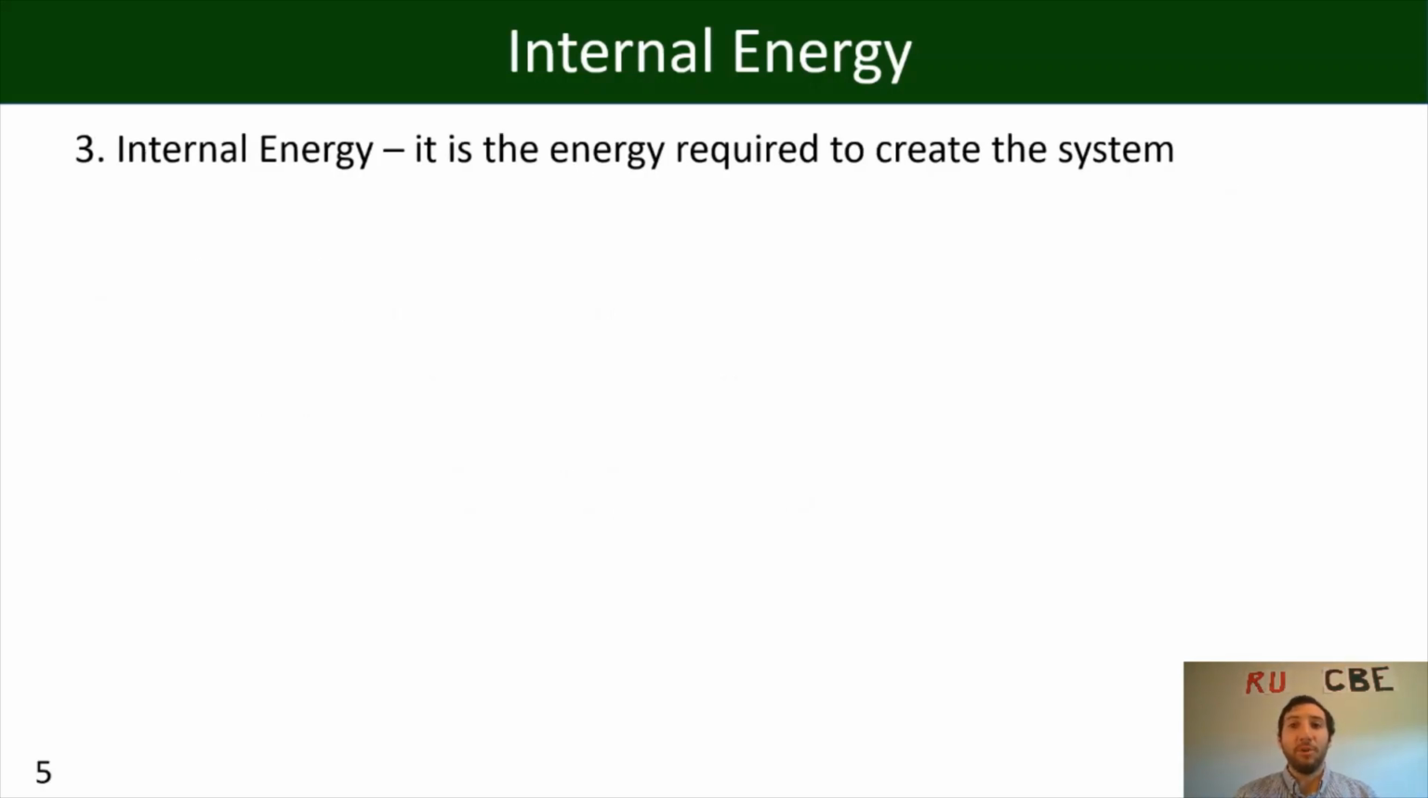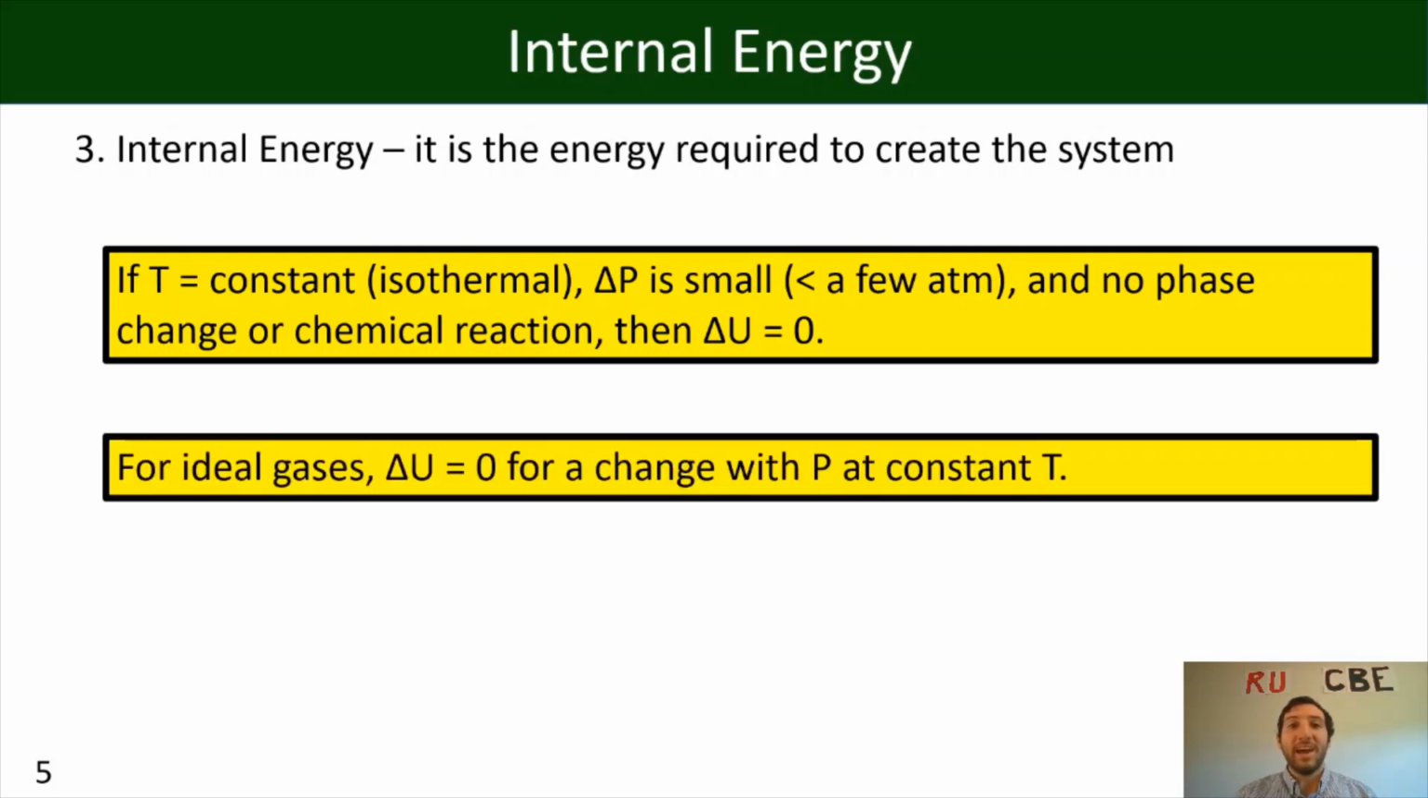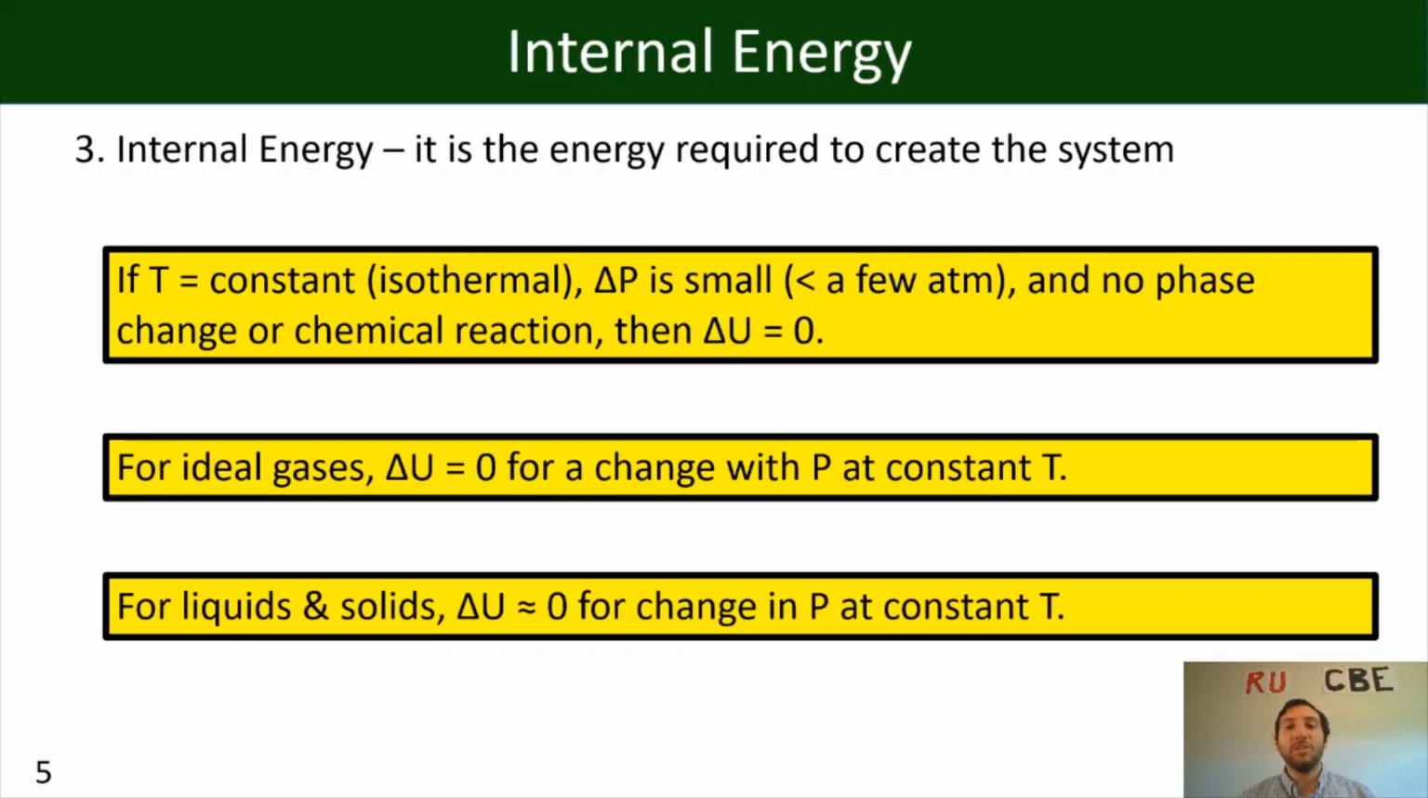So, for example, if you have a constant temperature, you're isothermal, you have a small change in pressure, so it's less than a few atm, and there's no phase change or chemical reaction, then the change in your internal energy is going to equal zero. And if you have, let's say, an ideal gas, you'll have a change in internal energy of zero when you have a change with pressure at a constant temperature. Similarly, for liquids and solids, you can assume that the change in internal energy is about zero when you have a change in pressure at a constant temperature.